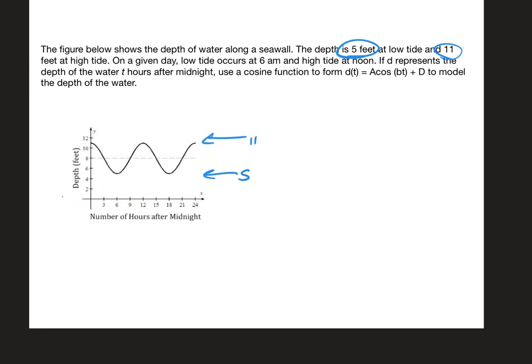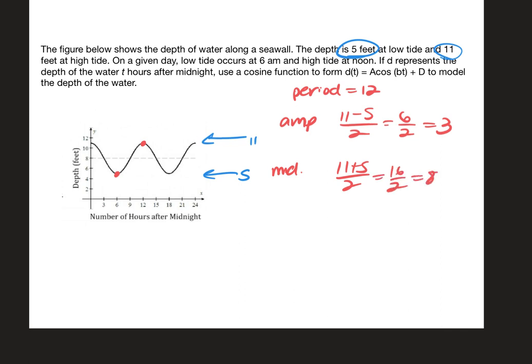Then it says on a given day, low tide occurs at 6 a.m., high tide at noon. So here's my low, here's my high. Does that mean my period is 6? What would be the period? 12. It's going low, high, low again, which would have to be another 6. Does that make sense? So the period is 12. So let's get amplitude. Amplitude is max minus min divided by 2, or 6 divided by 2, which is 3. The midline is 11 plus 5 over 2, 16 over 2, which is 8. So y equals 8 is my midline and my vertical shift.